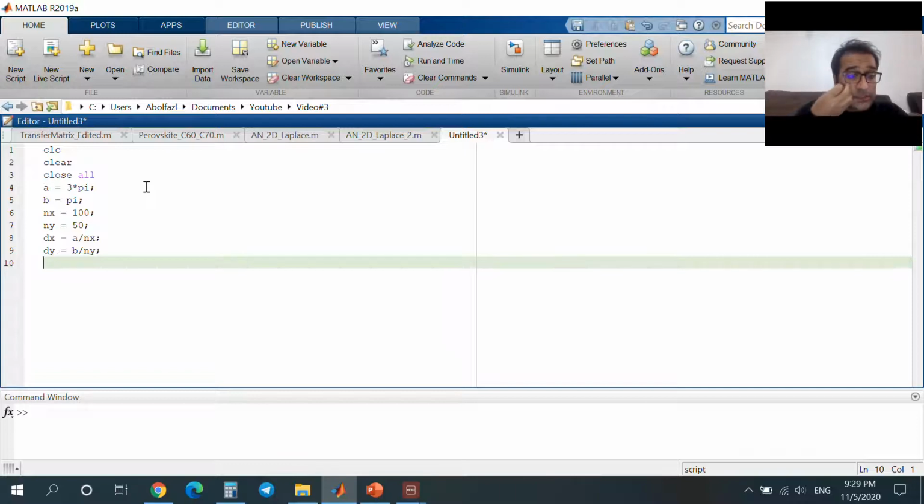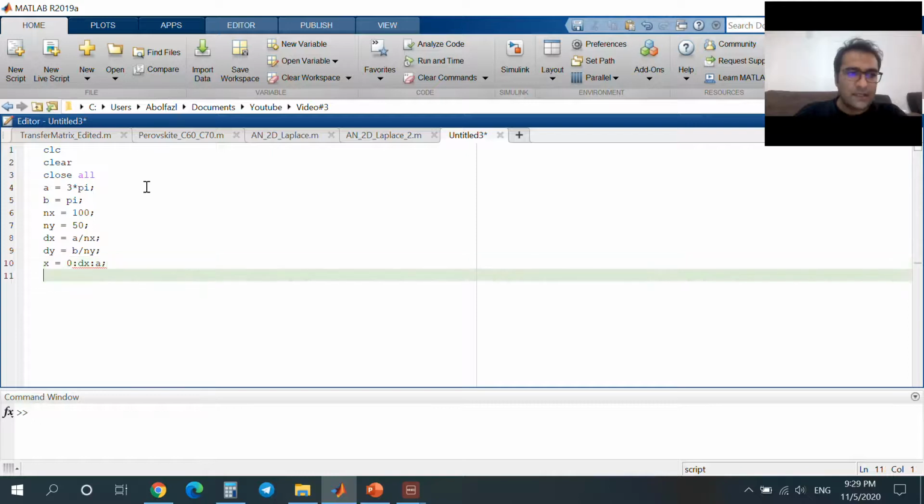Okay, so let's define the x and y. x should be changed from 0. I want to define the area in which I'm interested in solving the differential equation. So x should be changed from 0 with the dx step until a, and y should be changed from 0 with the dy step to b, right? Okay.